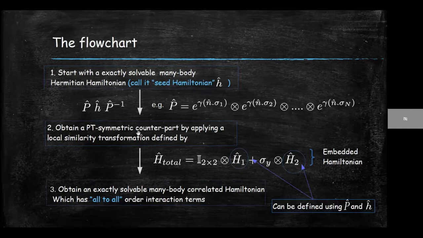And then this would lead to a PT-symmetric counterpart, which would give us the same eigenspectrum as the seed Hamiltonian. And then we bring in another spin, and we write down such a custom designed total Hamiltonian, such that we get the Hermitian Hamiltonian in a larger Hilbert space, which would then have all these kinds of interacting higher-order terms. Now this H1 and H2 can be completely defined using the operators H and P here, where H is the Hermitian Hamiltonian and P is the similarity transformation.